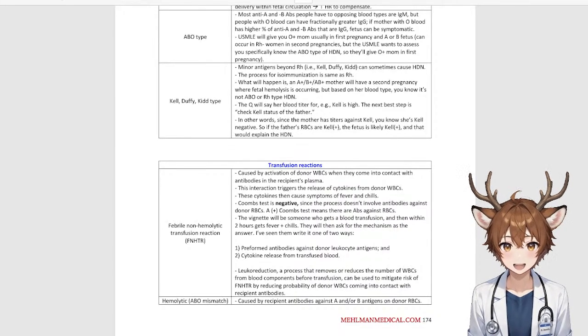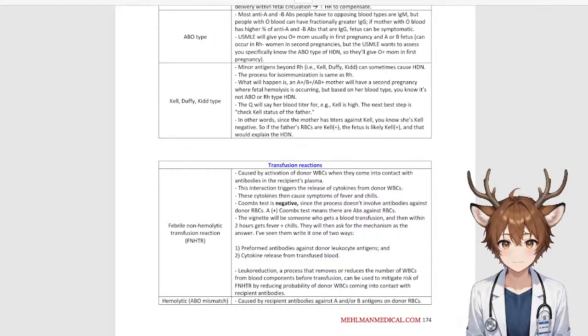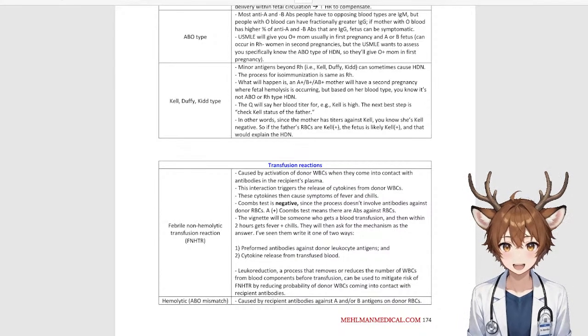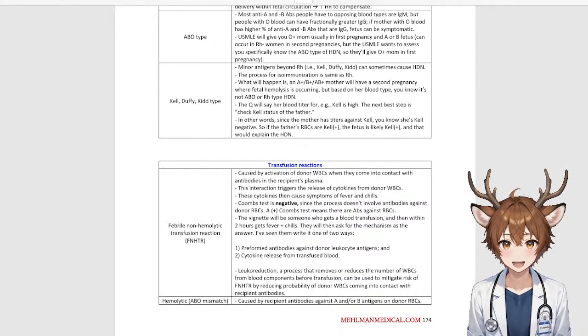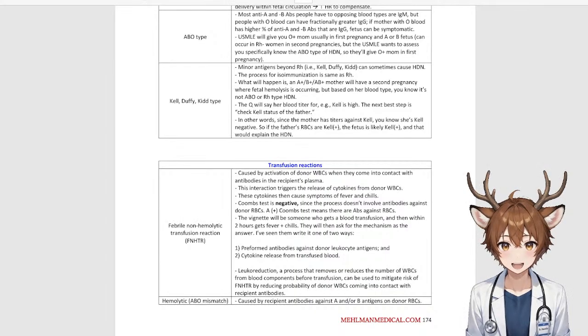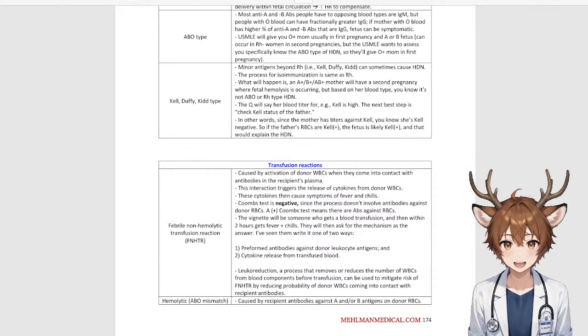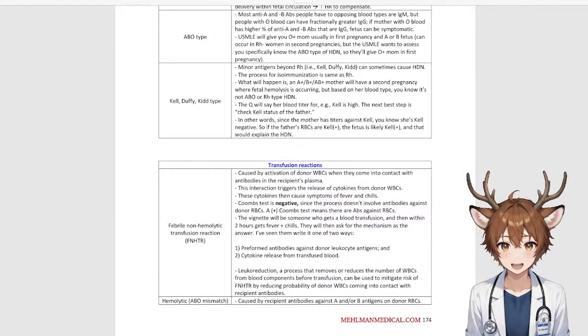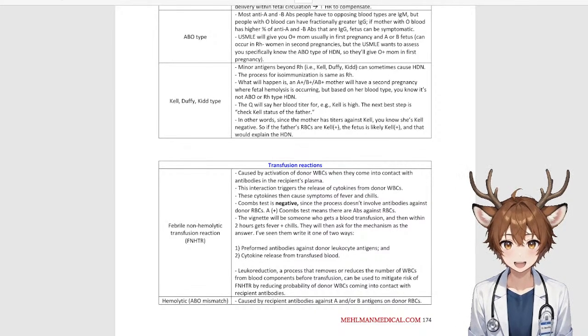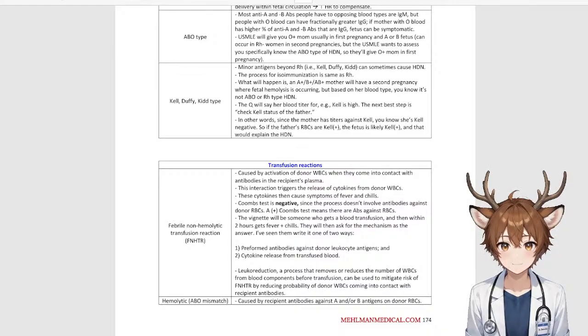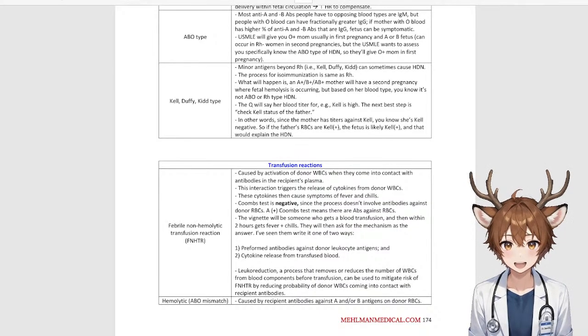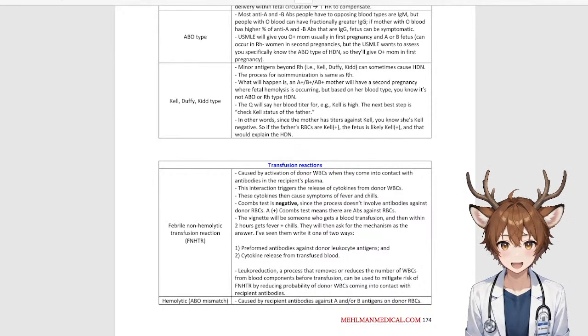ABO type. Most anti-A and anti-B antibodies people have to opposing blood types are IgM, but people with O blood can have fractionally greater IgG. If the mother with O blood has a higher percentage of anti-A and anti-B antibodies that are IgG, the fetus can be symptomatic. This can occur in Rh negative women in second pregnancies, but the USMLE wants to assess you specifically on the ABO type of HDN, so they'll give you an O positive mother, usually in the first pregnancy, and an A or B fetus.